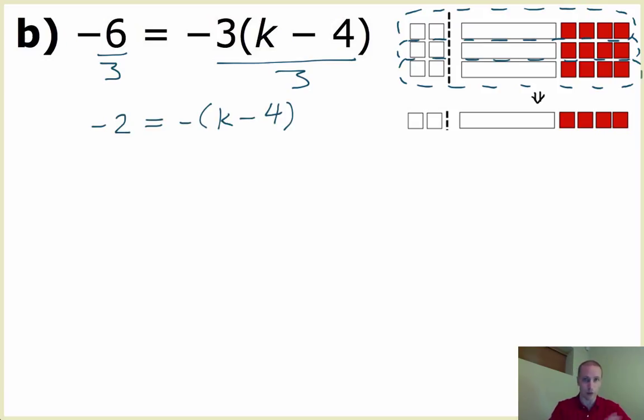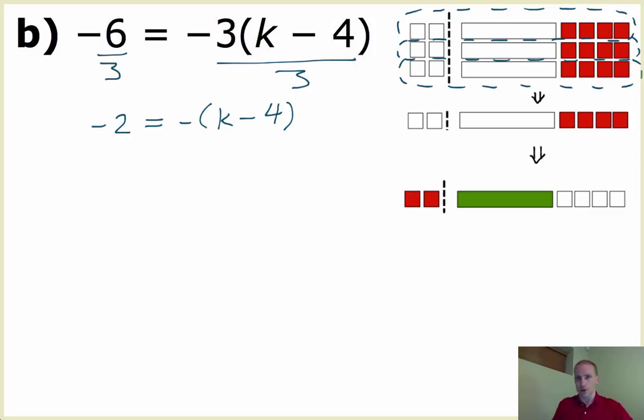We end up with negative 2 on the left, and we have the opposite of k minus 4, which is negative k plus 4. So that's dividing by 3, and now we'll deal with the fact that there's a negative, and we'll flip everything over. Okay? So you notice that the negative 2 became positive 2, the negative k became positive k, and the positive 4 became negative 4. So what it's equivalent to in terms of the algebraic work is dividing both sides of the equation by negative 1. So that leaves you with 2 equals k minus 4.